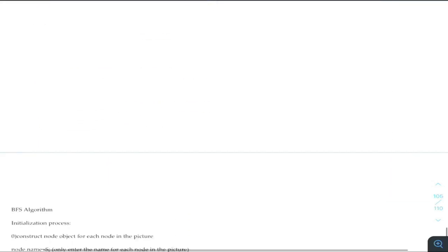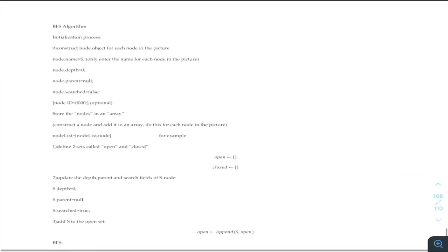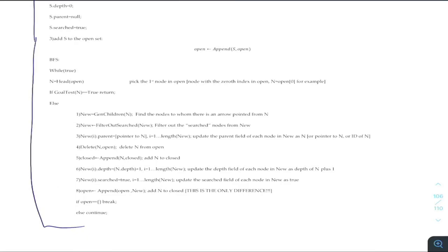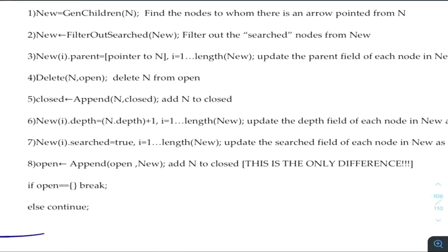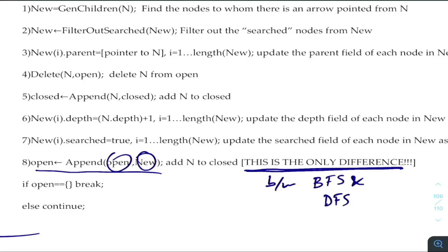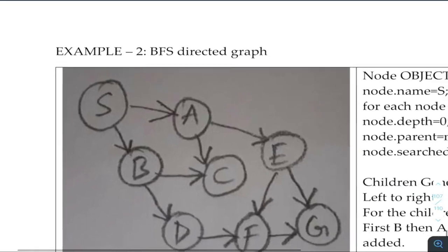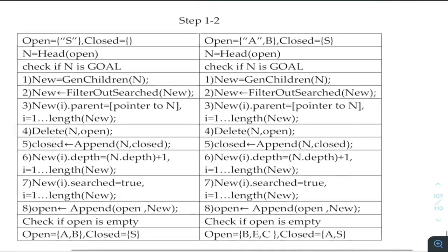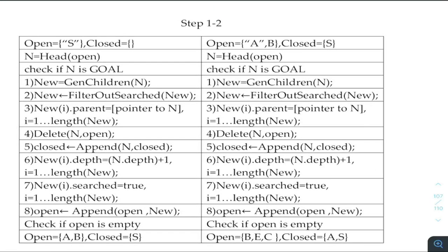This is the path from S to G. For the sake of completeness, by the way, this is again a one-page document, exactly the same thing, only in this line new and open just change the order. And this is the only difference between BFS and DFS. Let's look at the BFS algorithm. First step, again, this is the same thing we are doing.